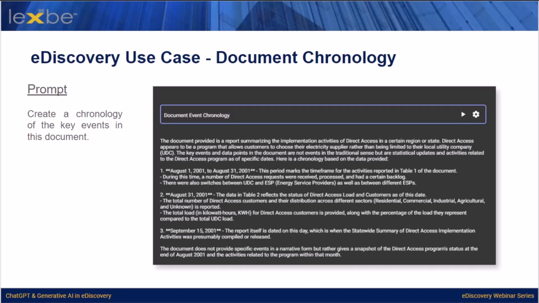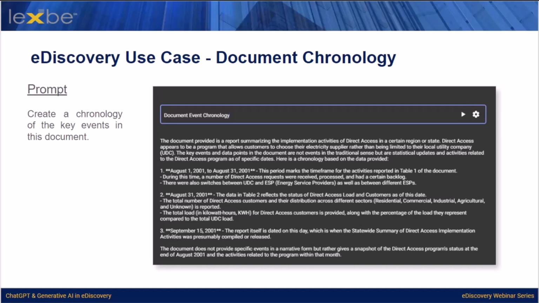And then to add even further context to the timeline, at the end, it states that the document does not provide specific events in a narrative form, but rather gives a snapshot of the direct access program status at the end of August 2001 and the activities related to the program within that month. So, every time I've ever created a chronology in the past, you go through diligently, create your entries and whatnot, but literally within certainly less than a minute, it spit out a chronology, and it even gave us context as to why these dates are not what you would traditionally see in a document chronology.